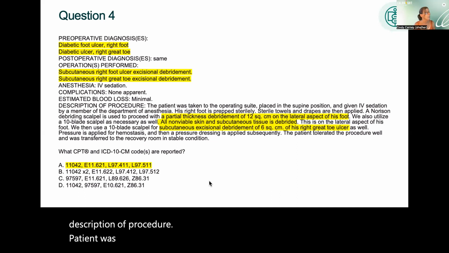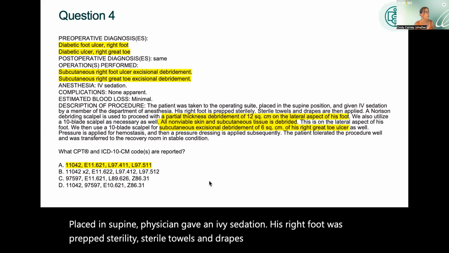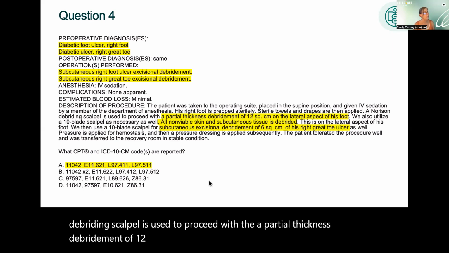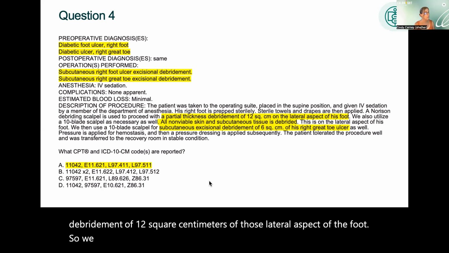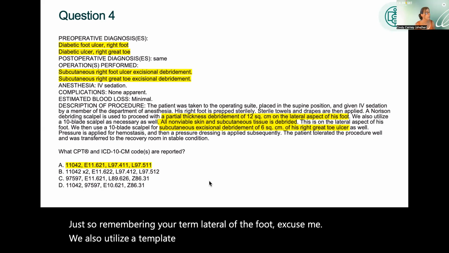patient was taken to the operating suite, placed in supine position, and given IV sedation. His right foot was prepped sterilely, sterile towels and drapes applied. A Norison debriding scalpel is used to proceed with a partial thickness debridement of 12 square centimeters of the lateral aspect of the foot. So we've got 12 square centimeters on the lateral. Just remember your terms, lateral of the foot. We also utilize a 10-blade scalpel as necessary as well.